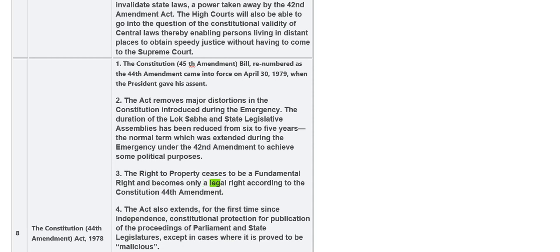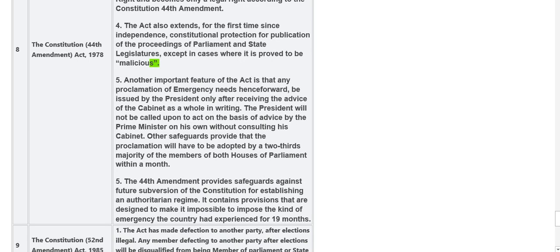3. The right to property ceases to be a fundamental right and becomes only a legal right according to the Constitution 44th Amendment. 4. The Act also extends, for the first time since independence, constitutional protection for publication of the proceedings of Parliament and state legislatures, except in cases where it is proved to be malicious.